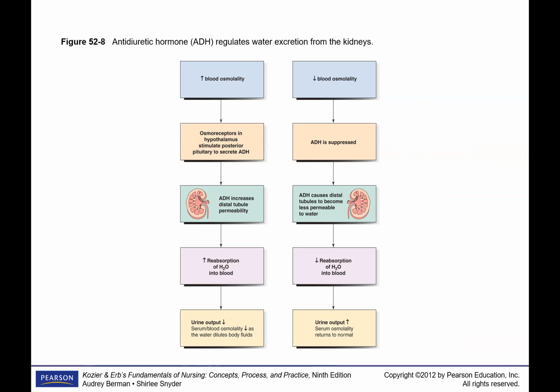Now, when we have a decrease in osmolality of the blood, the antidiuretic hormone is suspended, and the distal tubules become less permeable, so we don't absorb as much water into the blood, and urine output can go up and osmolality can return to normal. So it's a regulatory system.